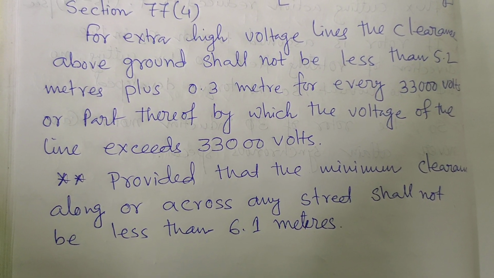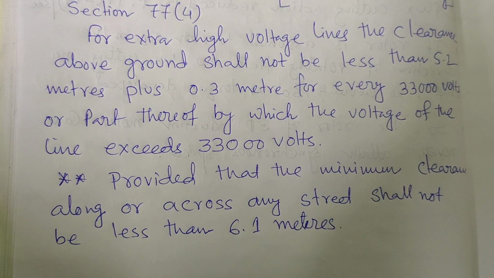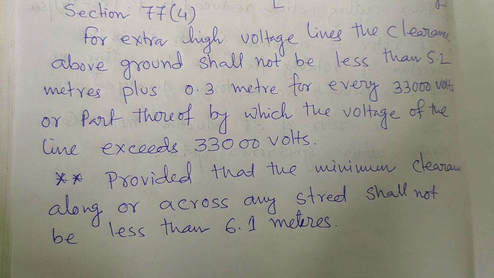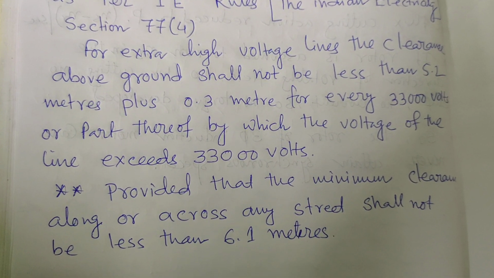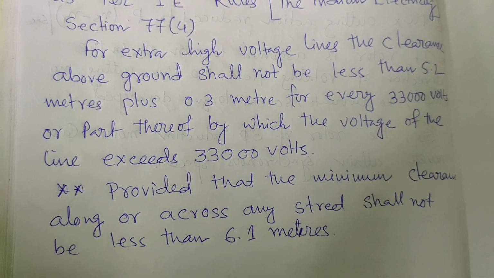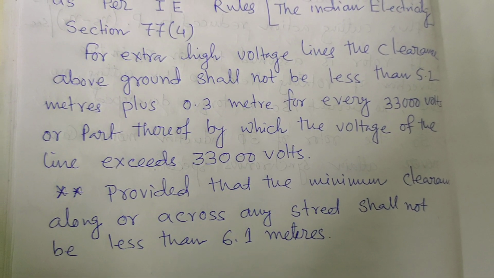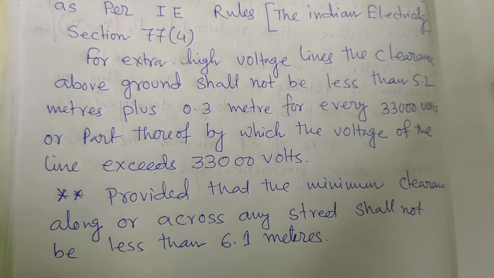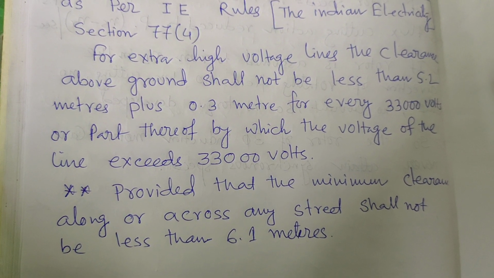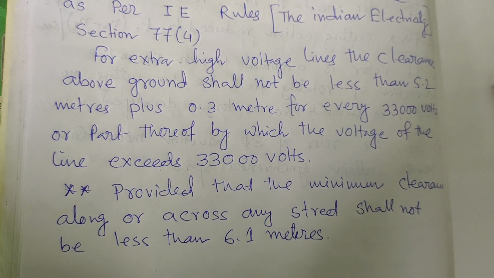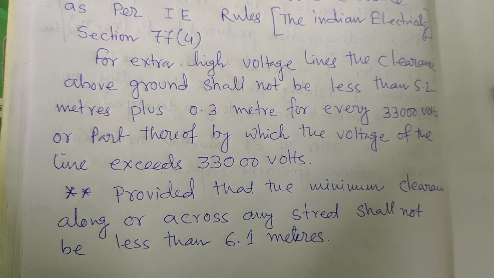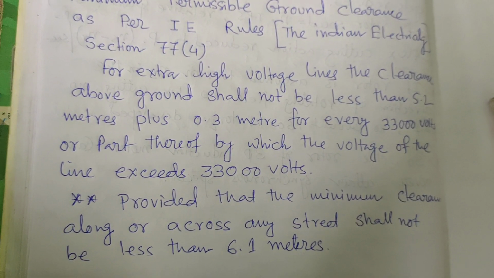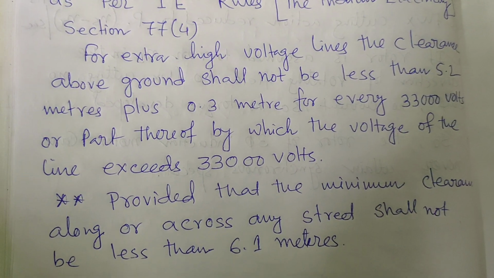So it should be maintained 6.1 meter. It is starting from the high voltage line. If the 33 kV line, it should be maintained 6.1. For 132 kV line, it should be maintained more than 6.1. You have to put in the formula and you will get the exact distance that should be maintained for the safety precautions and also for preventing any type of fire hazards, any type of accidents, all of this.